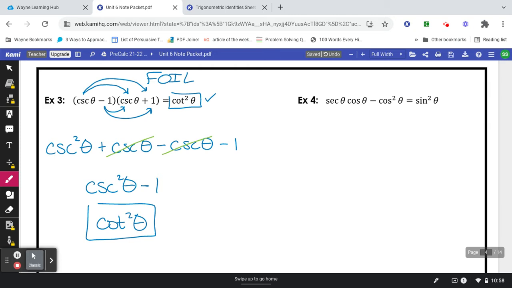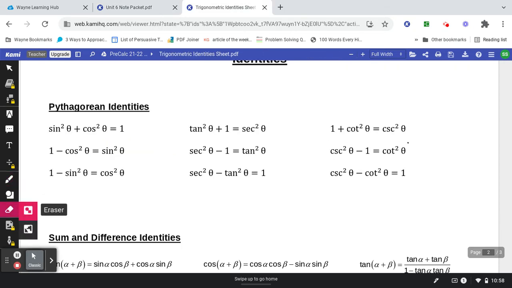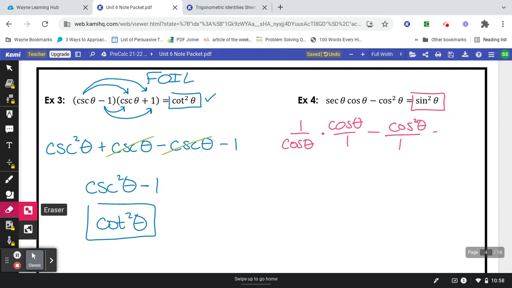Problem number 4. Again, I see some squares, so I'm thinking I'm probably going to end up using one of these identities, but I have to do some work in order to get me there. So I'm going to write secant as 1 over cosine. Cosine is cosine over 1. I'm just going to leave this cosine squared as is. I'm going to make sure I box this sine squared.